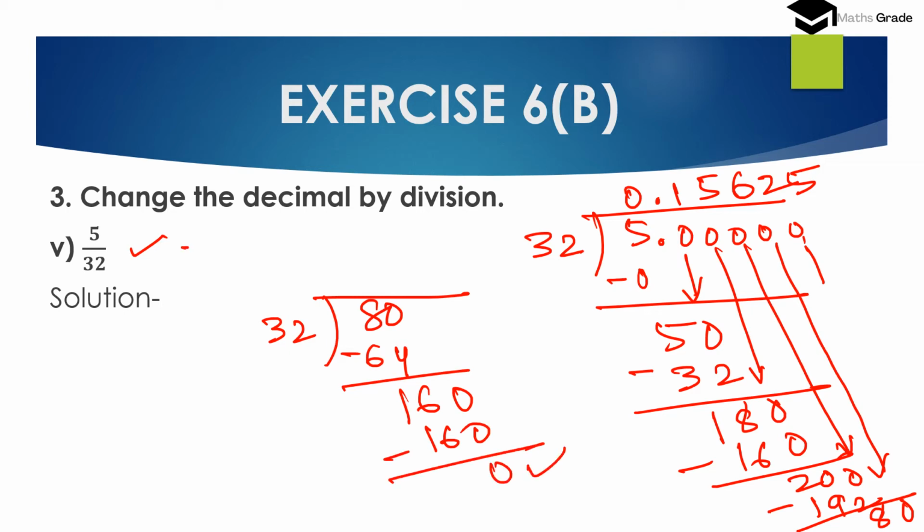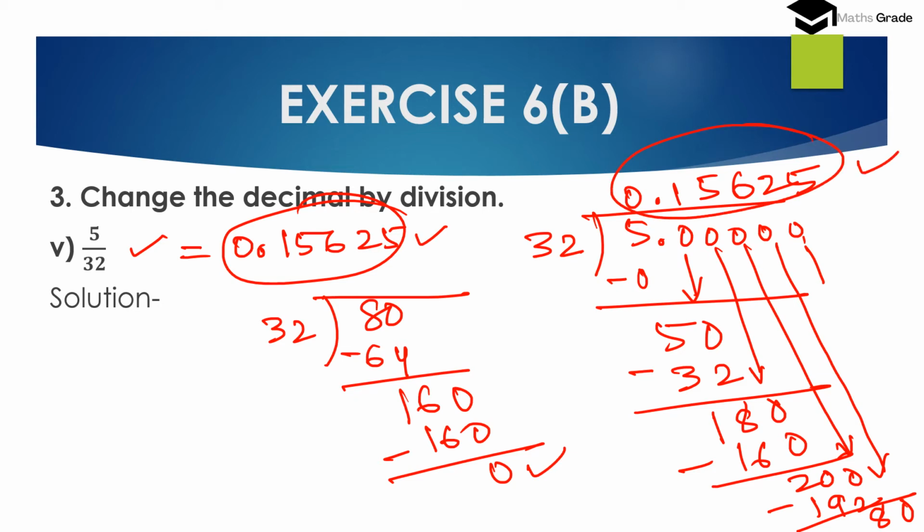So 5 divided by 32 is 0.15625. 0.15625 is the decimal form of the fraction 5 divided by 32. So 5 divided by 32 is 0.15625.